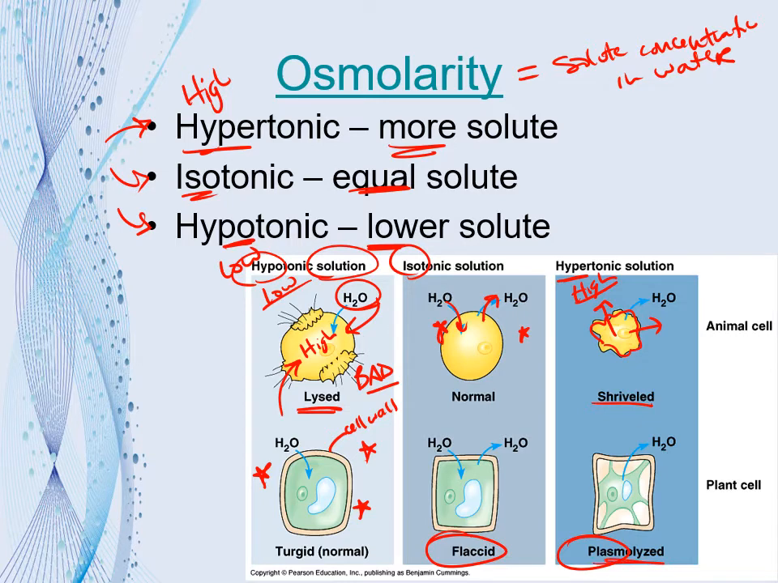This is called plasmolysis. The plasma membrane here is actually pulling away from the cell wall. So this plant cell is super, super sad. This happens if I have a high solute concentration of fertilizer. If we add too much fertilizer to the plant, we can actually kill it. So don't go overboard with the fertilizer because you do not want to put your plant into a hypertonic environment.